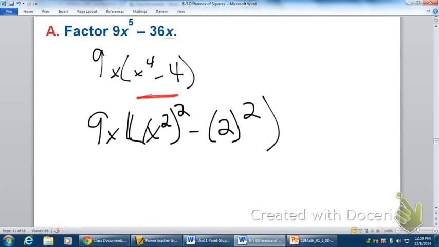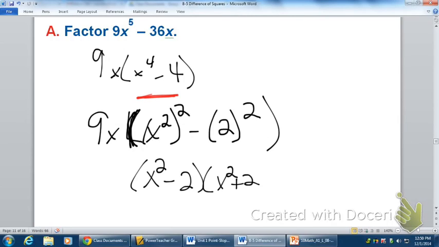Now, that's a parentheses, sorry. All right? So we know that we can break that up into x squared minus 2 and x squared plus 2. And what's left? Well, we had the 9x to begin with. Just leave it there. Now, we can't factor this out anymore, so that's going to be your answer.